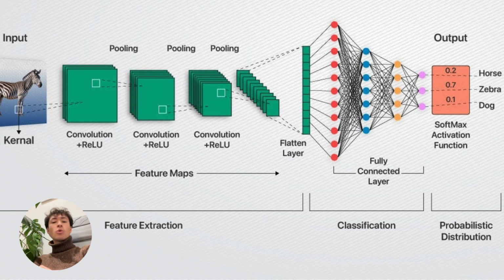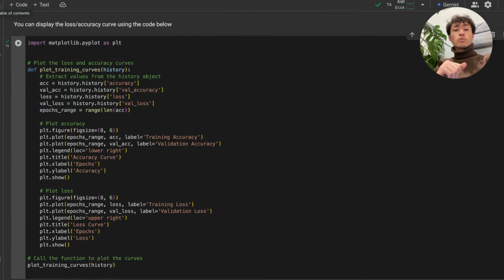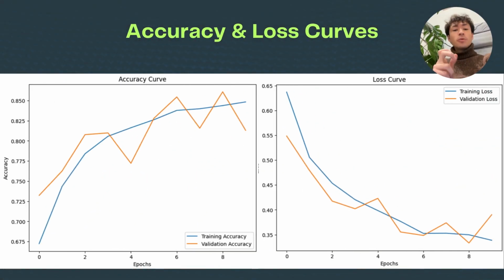Convolutional neural networks are widely used for image classification tasks due to their ability to automatically detect spatial hierarchies in images. The architecture consists of multiple convolutional layers that extract features such as edges, textures, and patterns, followed by pooling layers that reduce dimensionality. Fully connected layers then classify the images based on extracted features. Running this code cell will produce accuracy and loss curves for our models. Accuracy and loss curves help us monitor overfitting and convergence.